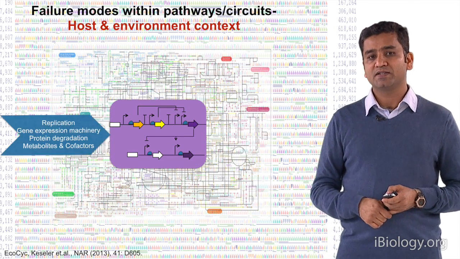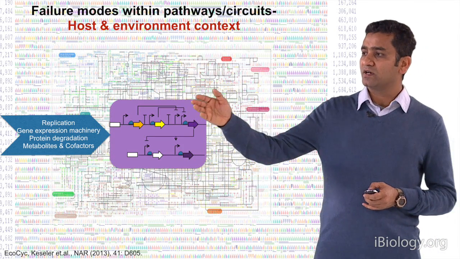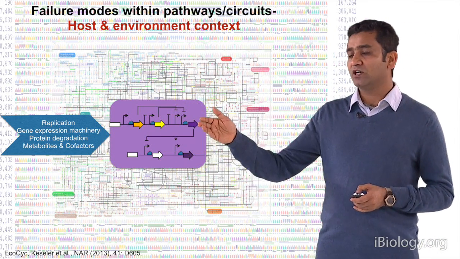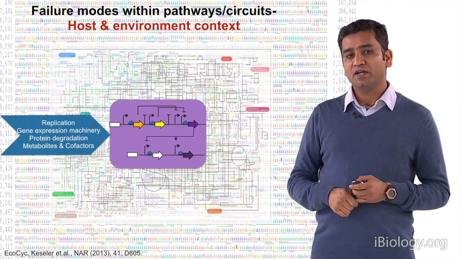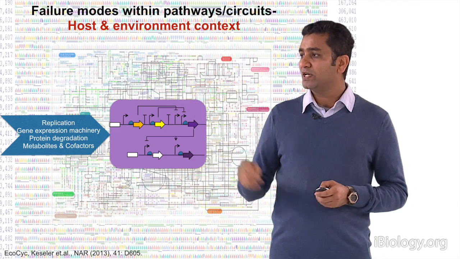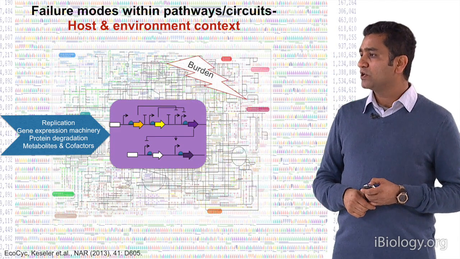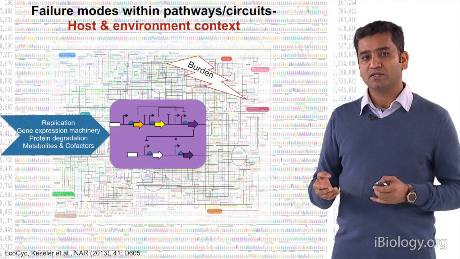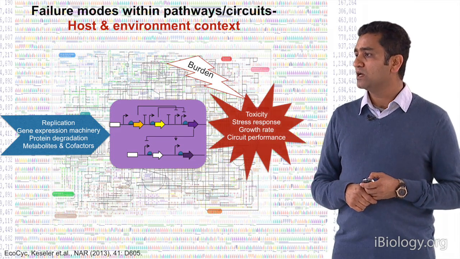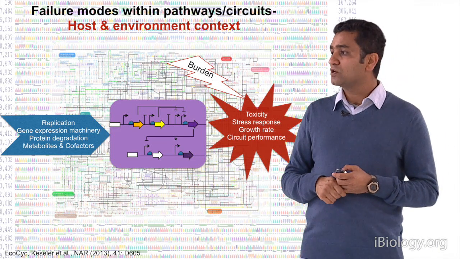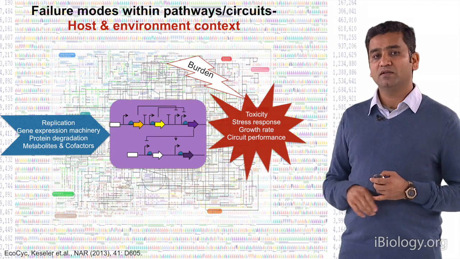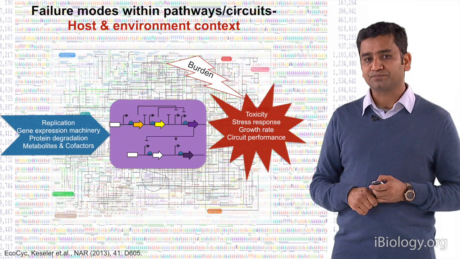Because of these dependencies, this circuit might be using gene expression machinery from the cell. It might be titrating away the protein degradation machinery. It is using too many metabolites and cofactors, and is impacted by the replication machinery and so on. Because of that, the cell exhibits a burden on its physiology. Because of the burden, the cell goes through a toxicity response or stress response, and it impacts the growth rate, and then the circuit performance is impacted.